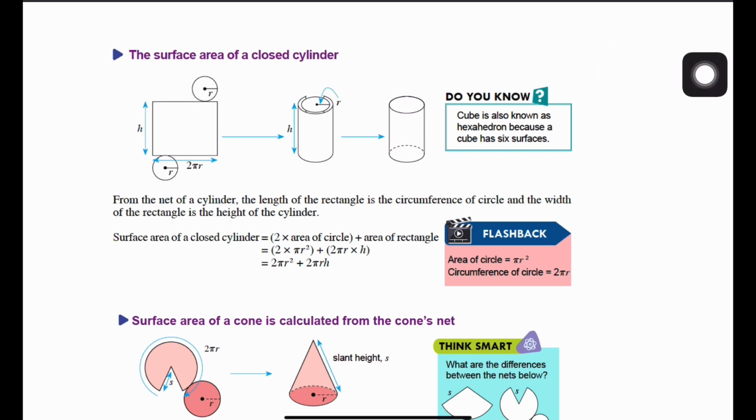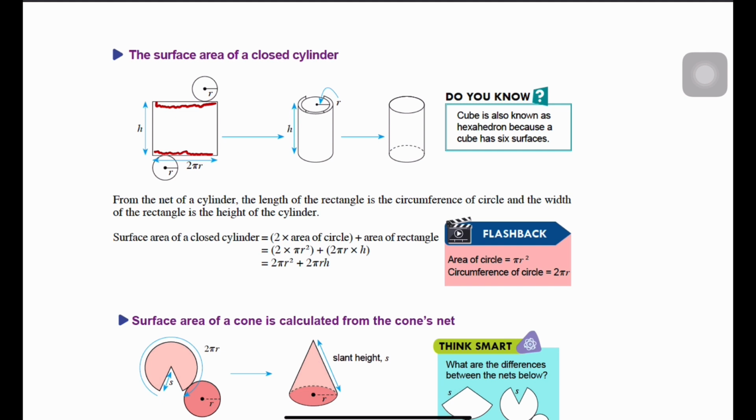Okay, sekarang tengok di sini. Kenapa kawasan ini 2 pi r? From the previous topics, we know that the circumference of a circle, lilitan bulatan, rumus dia adalah 2 pi r.